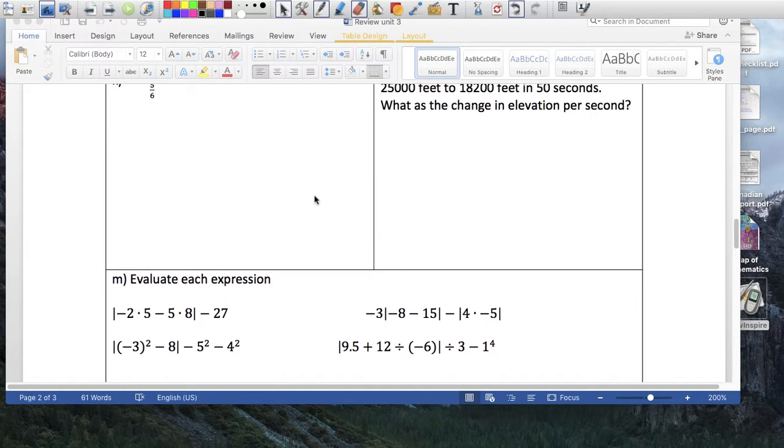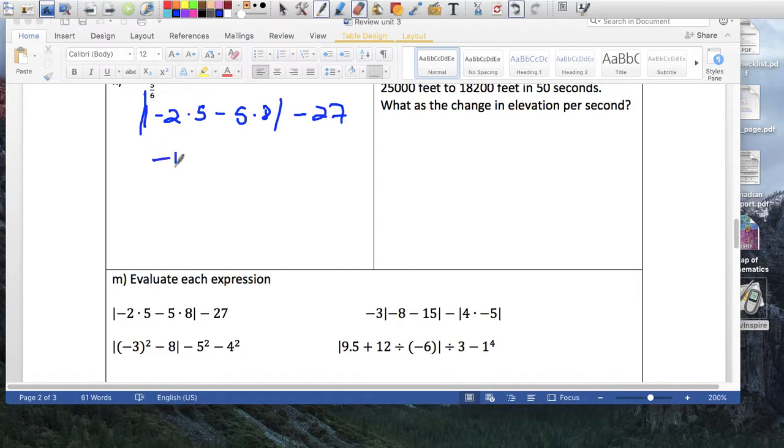Okay, so let's take 4, 6 more problems. Take the first one. Again, you have to find what's inside the absolute value brackets, and then subtract the 27. So we have to do what's inside first. You can't take the absolute value yet. Minus 27. So order of operations tells us that we have to do the multiplication here, and then subtract.